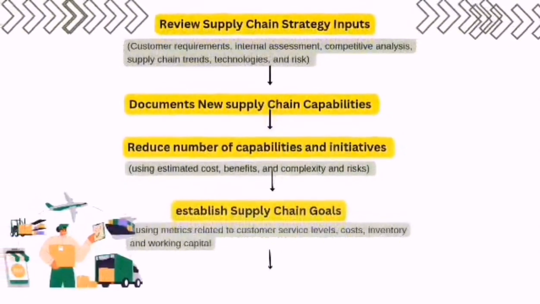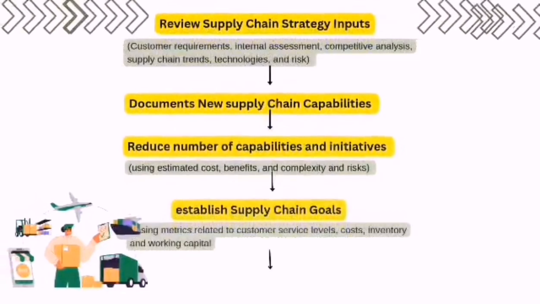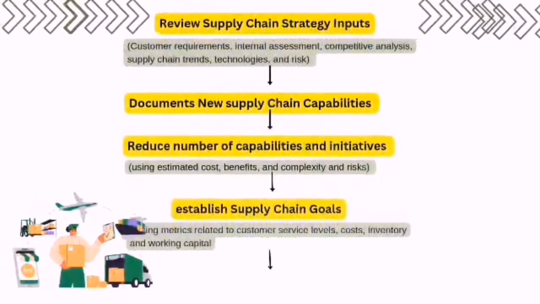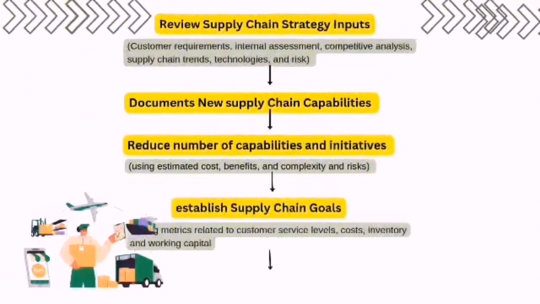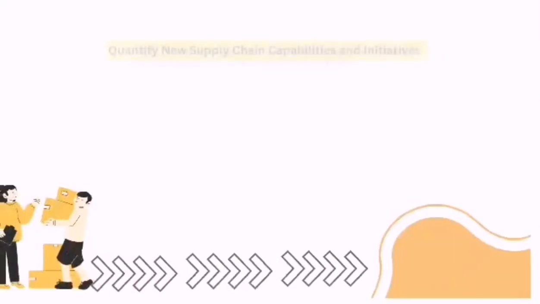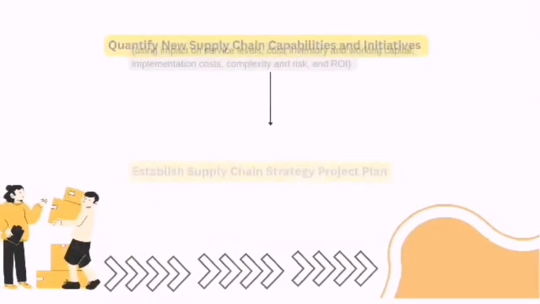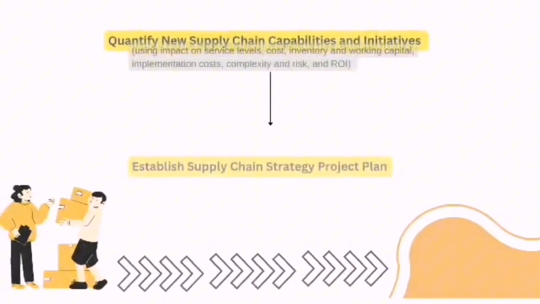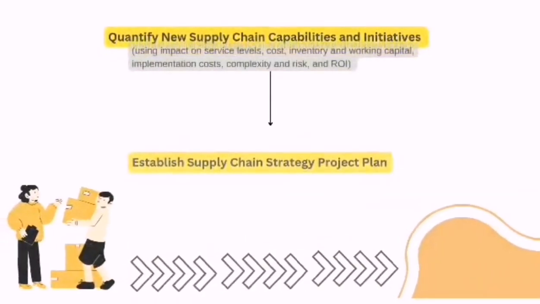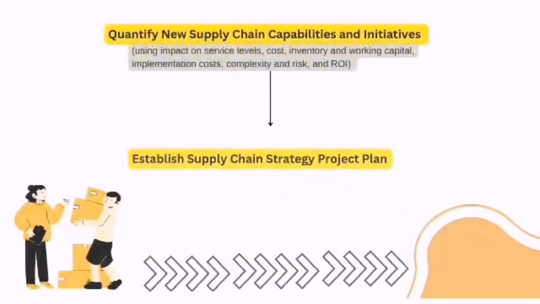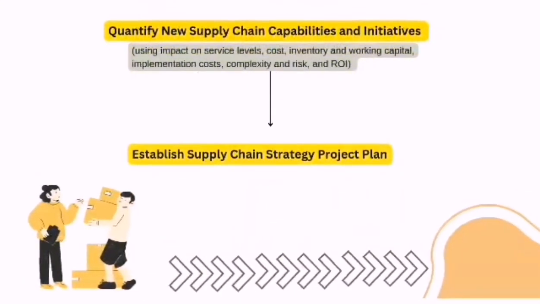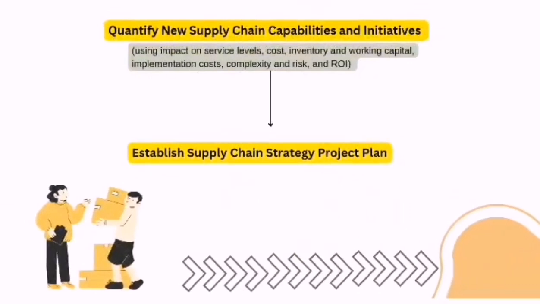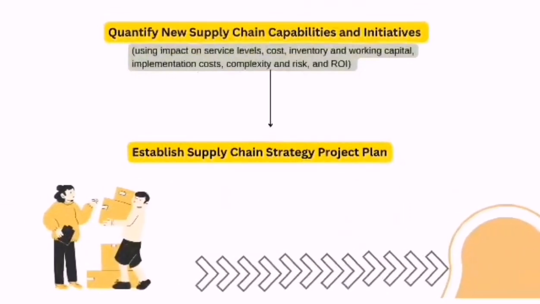Number 3. Establish supply chain goals using metrics related to customer service levels, costs, inventory, and working capital. Number 4. Quantify new supply chain capabilities and initiatives using impact on service levels, cost, inventory, and working capital, implementation costs, complexity, and risk and ROI. Number 4. Establish supply chain strategy project plan.